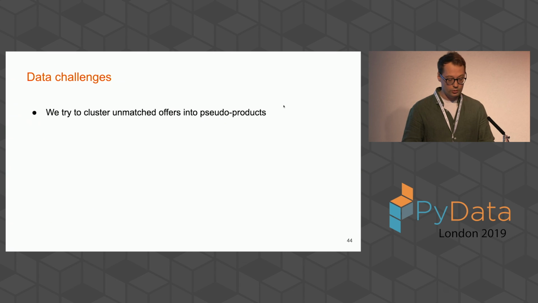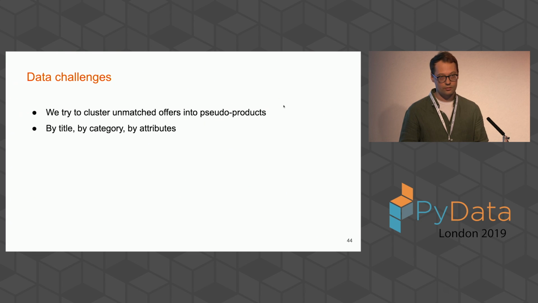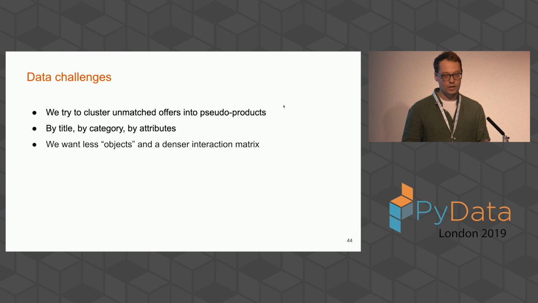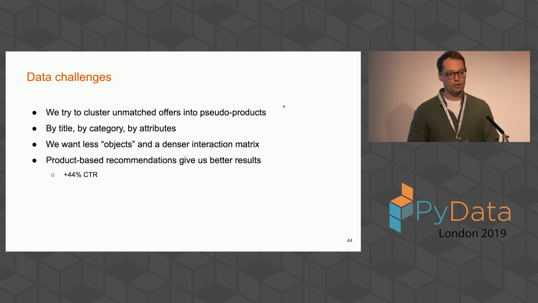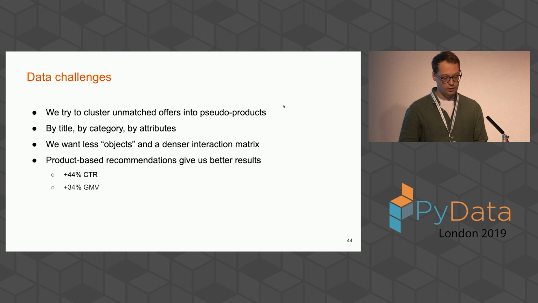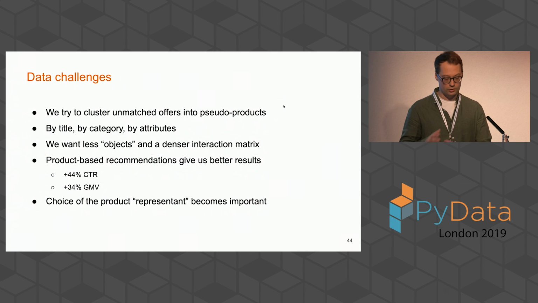So what we try to do is match the unmatched offers into some pseudo products or groups of offers. We do it by title or by category or by some set of attributes. In general, we want fewer objects and a denser interaction matrix. Because we've proven that product-based recommendations give us much better results by simply changing the type of objects on which we operate with the same algorithm. We managed to increase the click-through rate by almost half and the revenue by almost a third. No algorithm change, just a switch from offers to products.